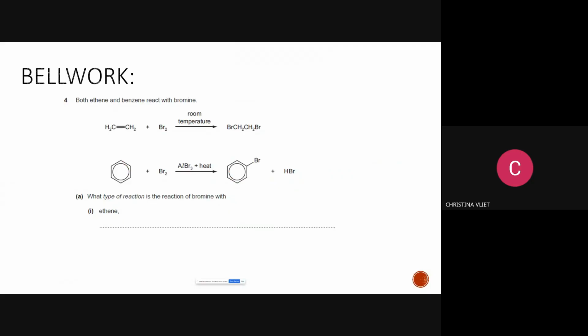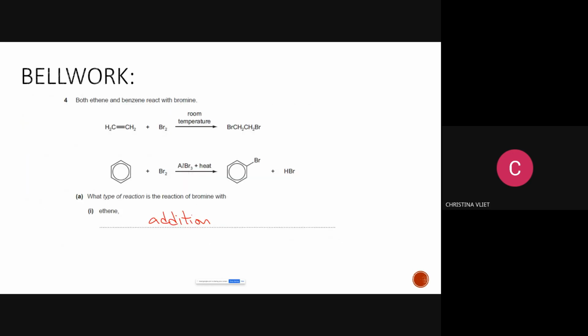All right, both ethene and benzene react with bromine. What type of reaction is bromine with ethene? Some of you put the full mechanism, but all you had to say is that it was addition. So if you wrote the wrong type of addition, which was the wrong type of nucleophilic addition, they usually would just ignore that and just look for the word addition. It was electrophilic addition is the right mechanism for it.